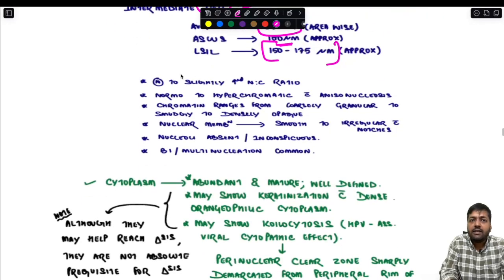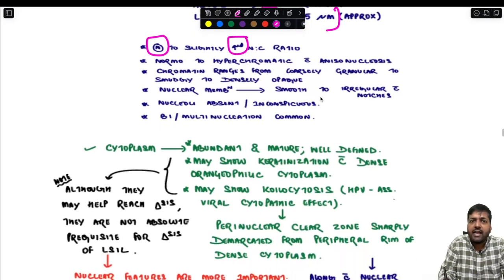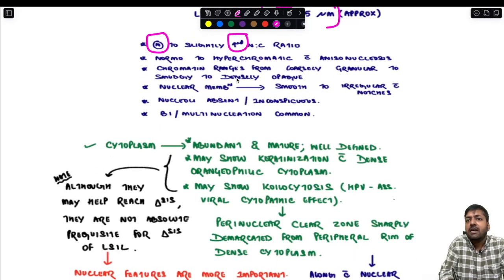Okay, nucleus NC ratio varies from normal to slightly increased. Why? Because the cytoplasm is yet abundant. That is why the NC ratio doesn't vary that much. Normo to hyperchromatic nucleus with anisonucleosis can be there. Chromatin ranges from coarsely granular to smudgy to densely opaque.